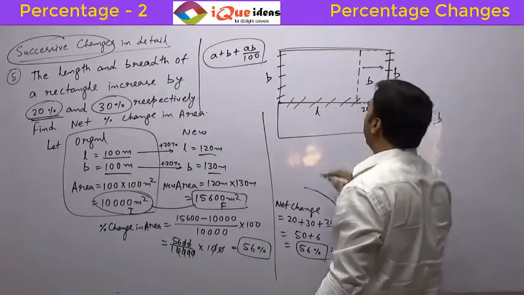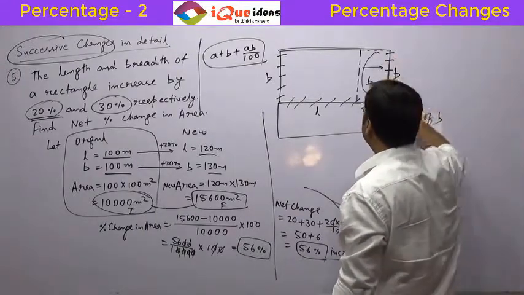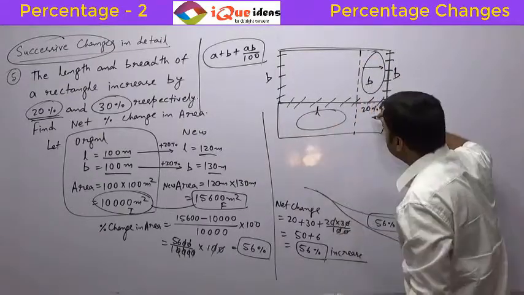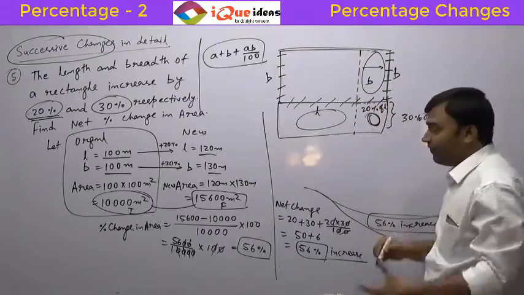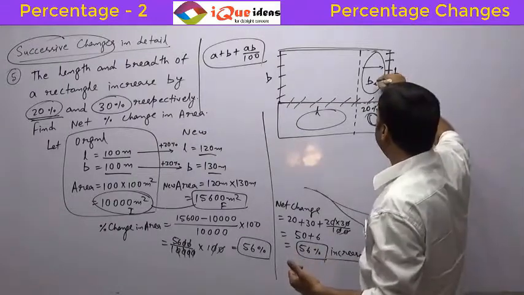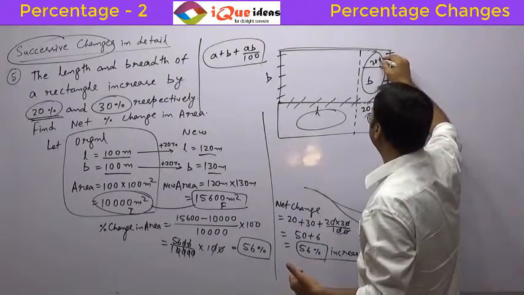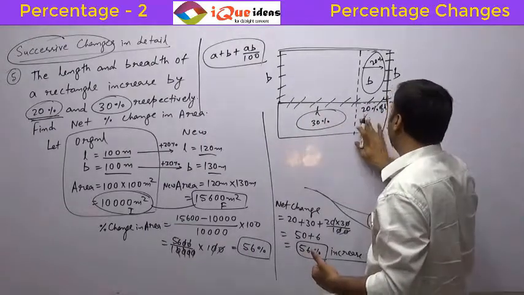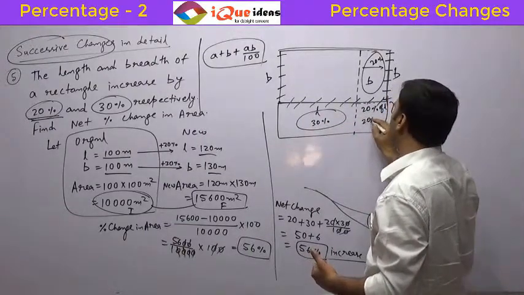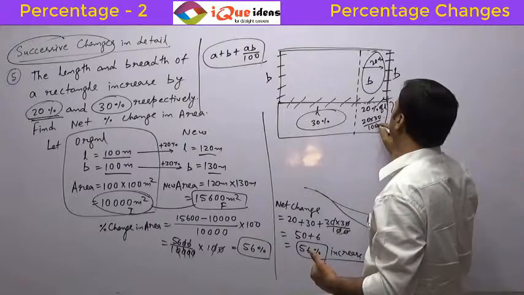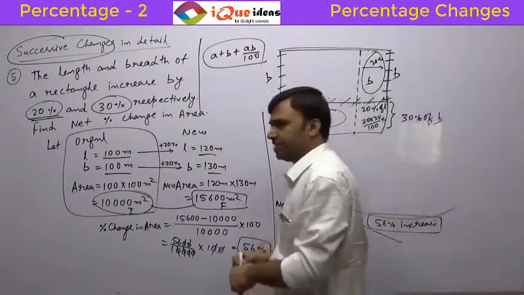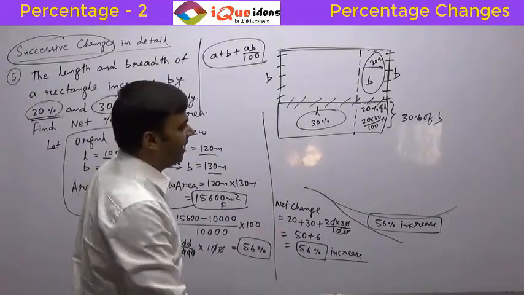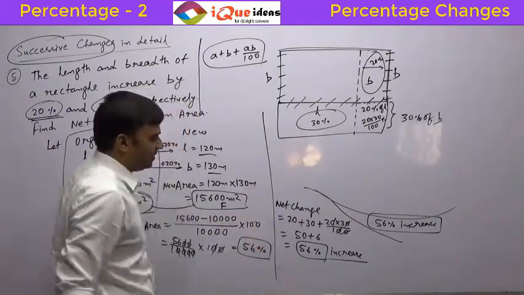So the net change in area, as you can see, this is the change in area, this is also the change in area, and this is the extra change in area. If you can try and understand, this change was 20%, this change is 30%, and this value is actually 20 into 30 by 100%. If you don't understand it, that's fine, no problem with that. But physically also you can see that. Hence you can directly apply the successive change method.